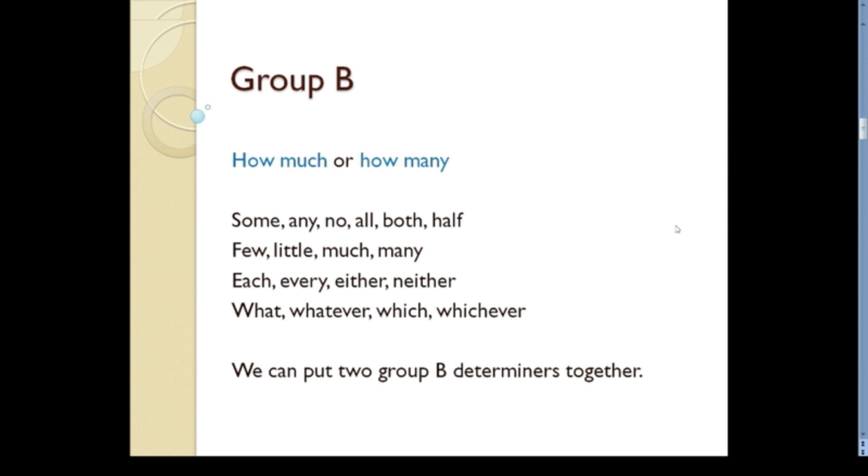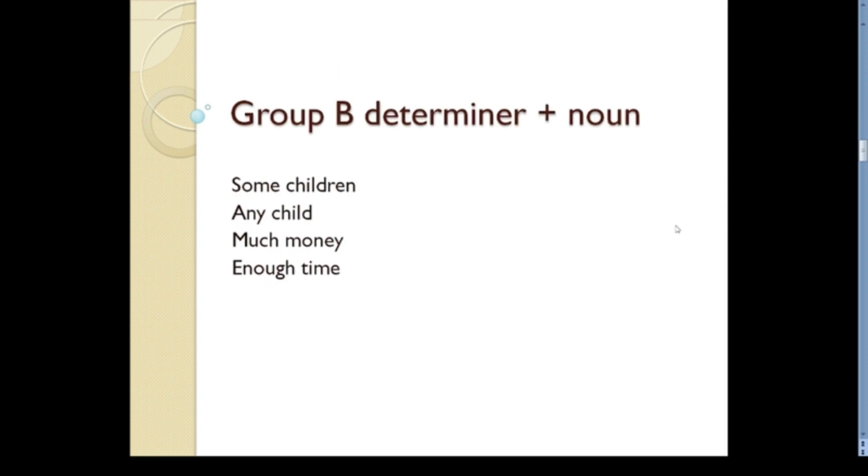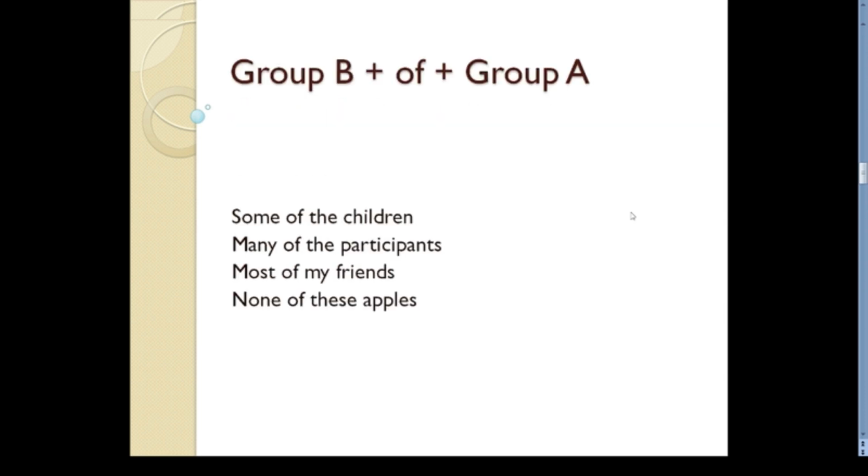We can put two Group B determiners together. Just like Group A determiners, Group B determiners can go directly before a noun. For example, we can say some children, any child, much money, enough time. There is no of in these expressions. We can put a Group A and a Group B determiner together. However, in this case, we use the preposition of.